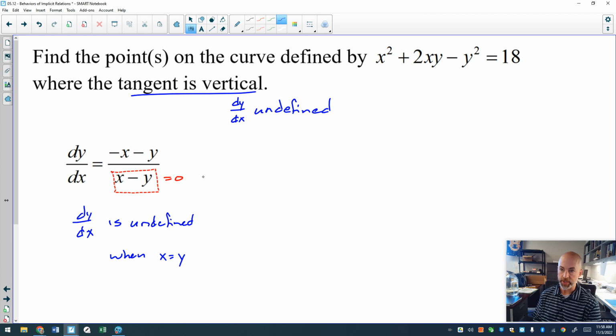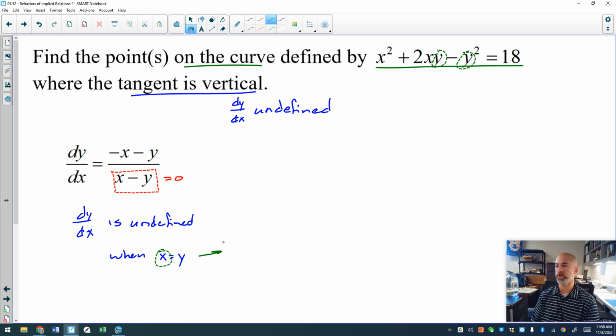Now that's a good observation, but I'm supposed to be finding the points on the curve. I need actual coordinates, like x is 3 and y is 7 or something like that. So I guess it would have to be 3 and 3 because they're supposed to be equal. But how do we find that spot? Well, if I know that x is equal to y and I'm interested in points on the curve, I need to go back to the actual equation of the curve. And I'm going to make a substitution that x and y are the same: I'm going to take x and put it in the place of every y here and solve that equation.